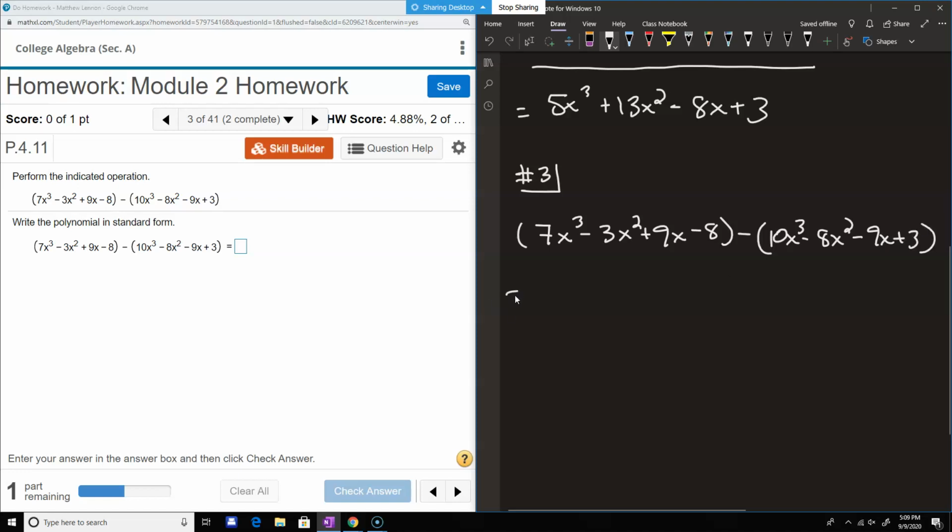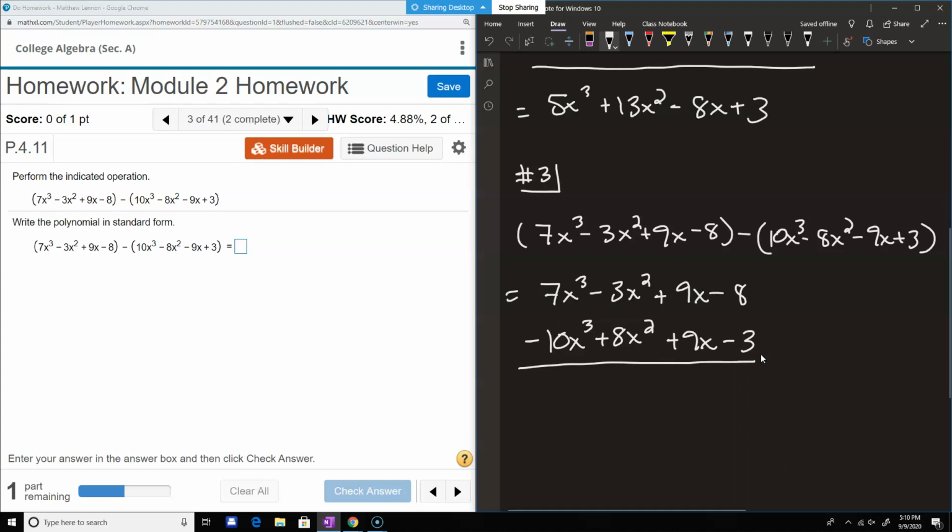So we can change this to an addition problem by switching all the signs and removing the parentheses on the second polynomial. So basically we could have 7x cubed minus 3x squared plus 9x minus 8, and then I can distribute the negative and remove the parentheses down below. So then I would have a minus 10x cubed, and then with the 8x squared, that's two negative signs now, so I would get plus 8x squared plus 9x, and then a minus 3. So everyone see how we changed the signs on each term there to remove the parentheses. So that's the only difference with subtraction.